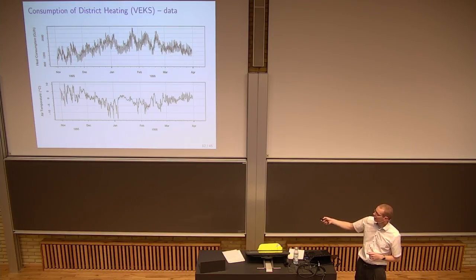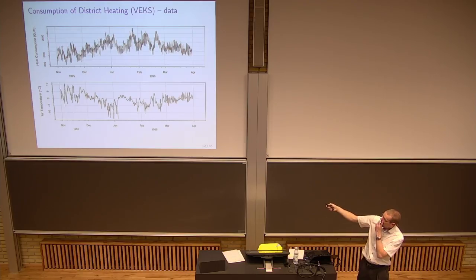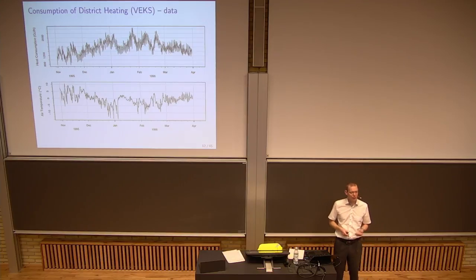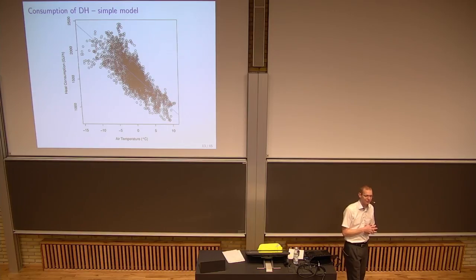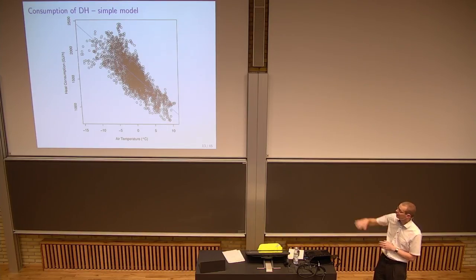Then we have the ambient air temperature here. So you can see when it's cold, the consumption goes up. No big surprise. But if we do not have that information, then it will be difficult to explain what happens over here. So we have a daily cycle, and then we have a temperature-dependent cycle. If we just did ordinary linear regression, just plot the air temperature and the heat consumption, it looks like this.